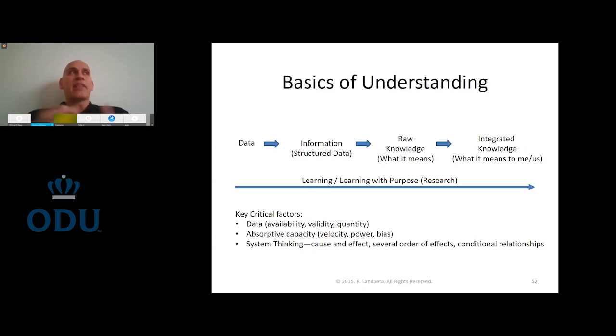And then again, the same thing that I said before is systems thinking. How can I think in several orders of effect to understand my data? Think in the future and things in the past, so I can collect a better understanding of the cause and effect that has happened in a particular problem.